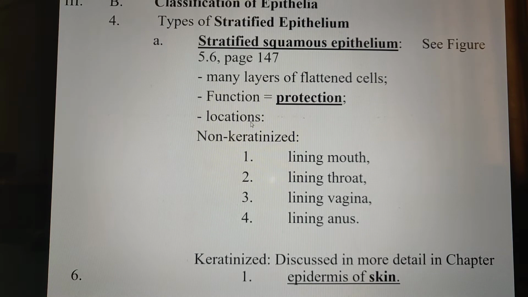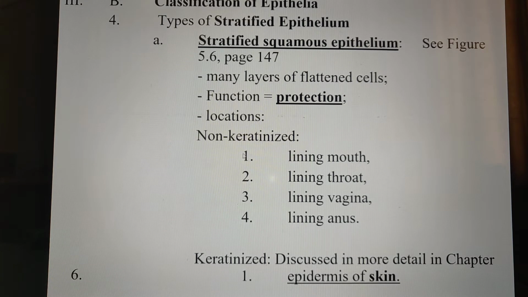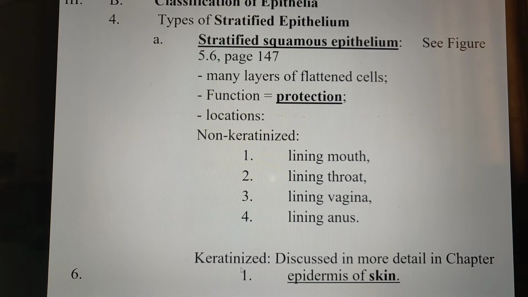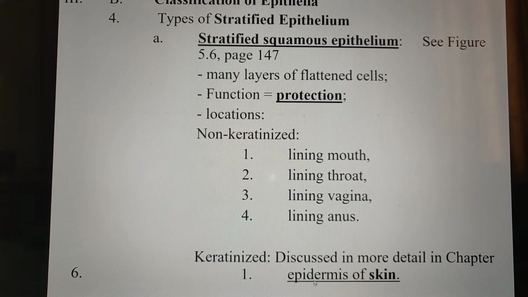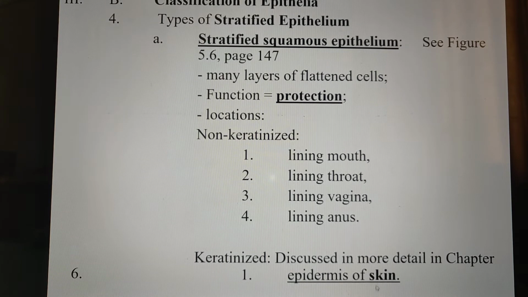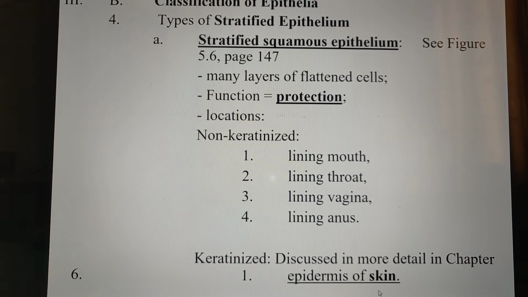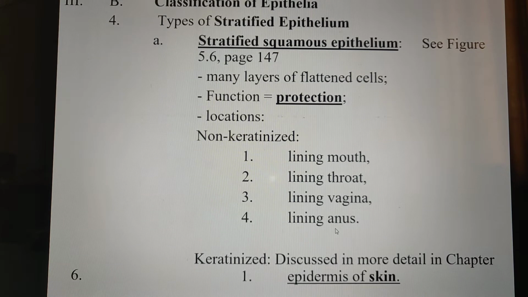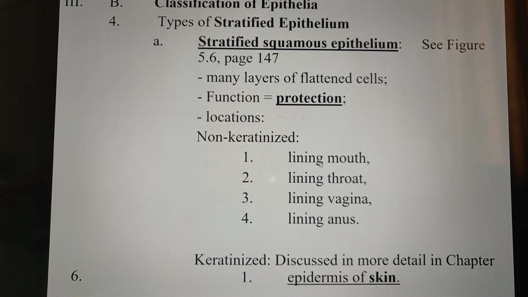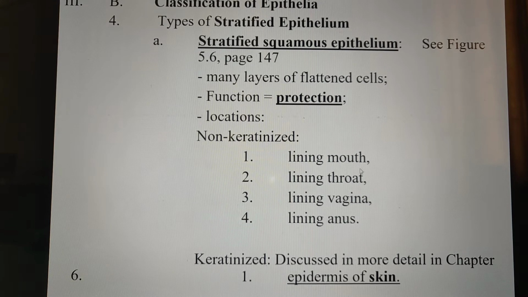There are two types of stratified squamous epithelium, non-keratinized and keratinized. Keratin is a kind of protein, a dead protein, found over the epidermis of the skin. So keratinized stratified squamous epithelium is present over the skin, while the non-keratinized stratified squamous epithelium lines the mouth, throat, vagina and anus, because inside the mouth and throat there is a food bolus which leads to friction. That's why it is protecting, and it is present inside the vagina.